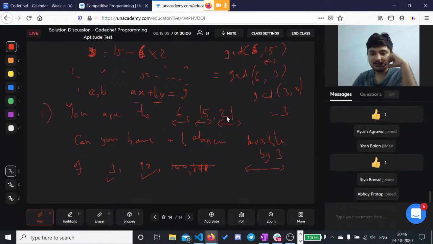Okay, so from that, any number divisible by 3 you can make from these three numbers. So 3 and 99 are the right answers. So did everybody get that? Okay. I'll go to the next one then.